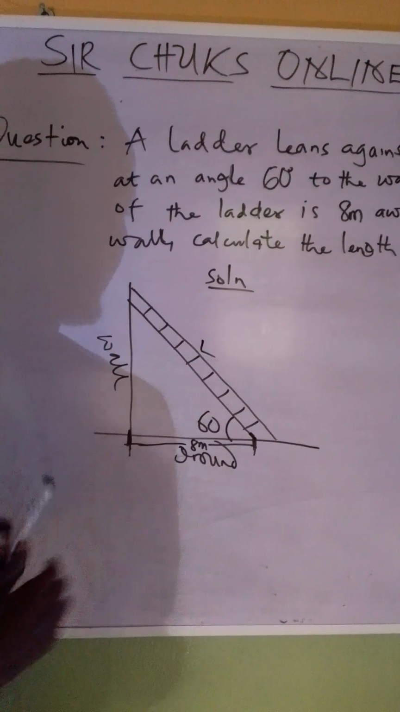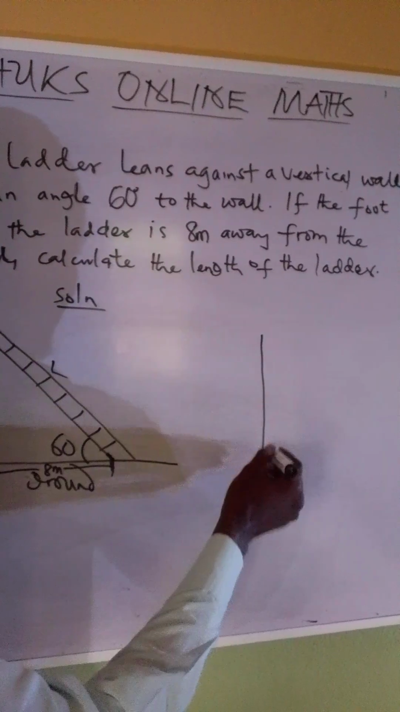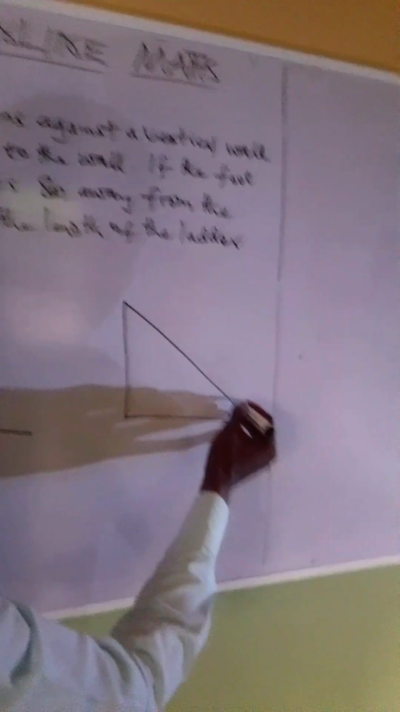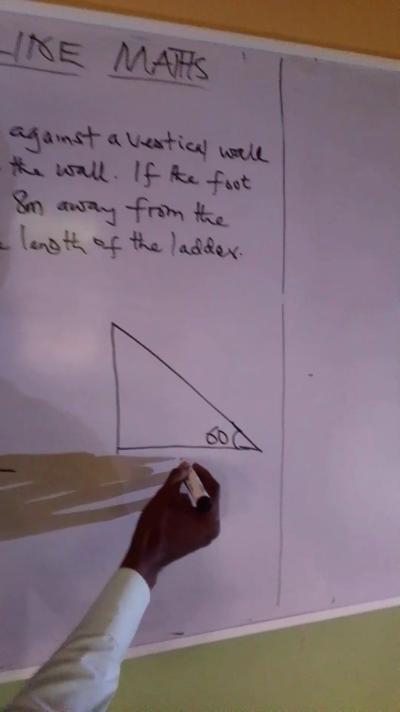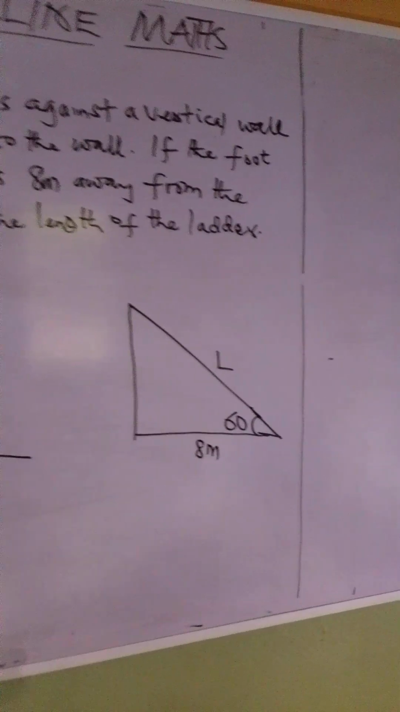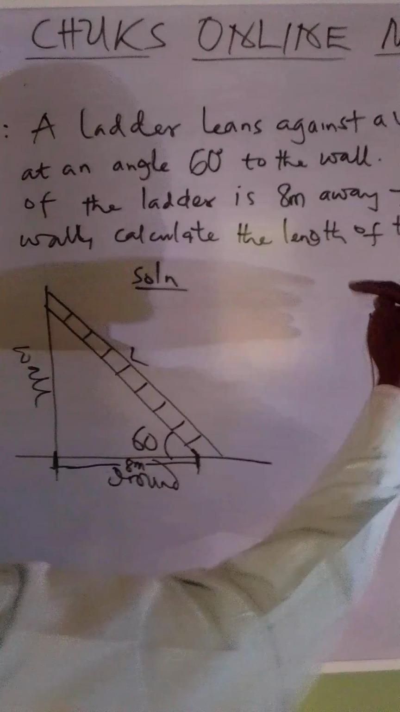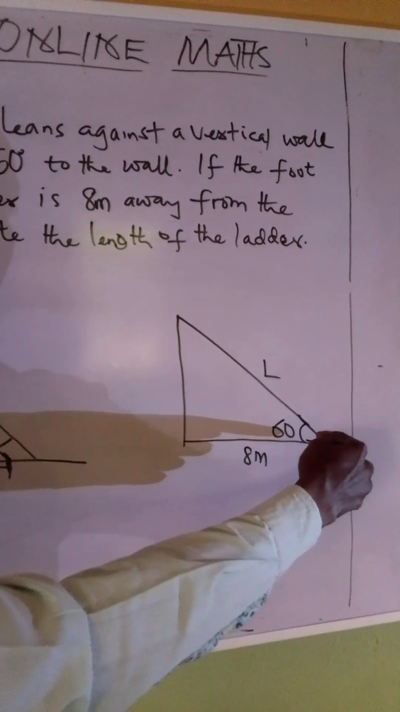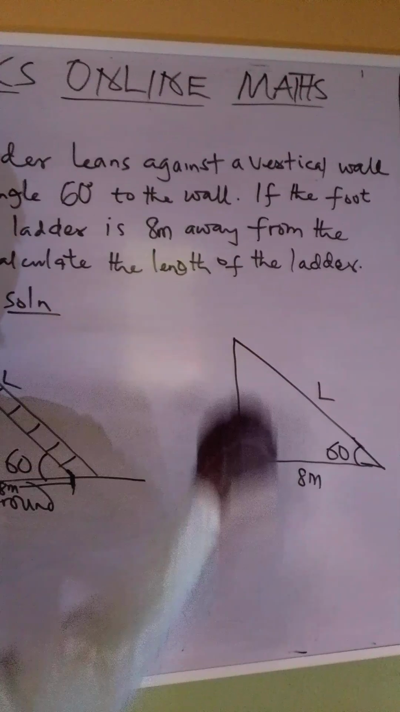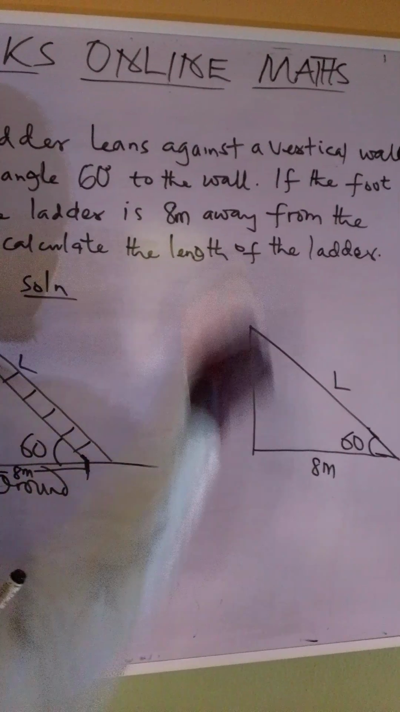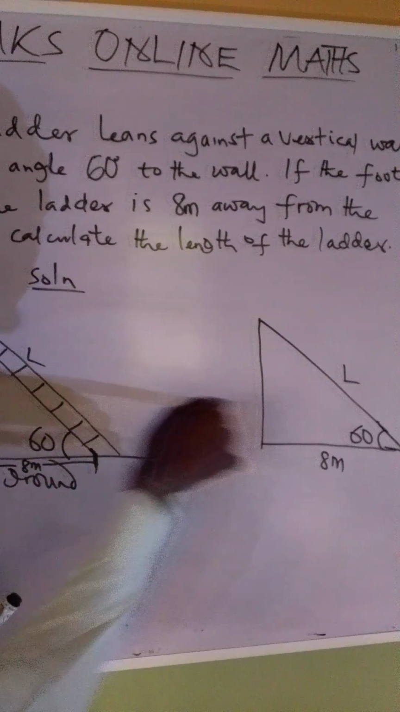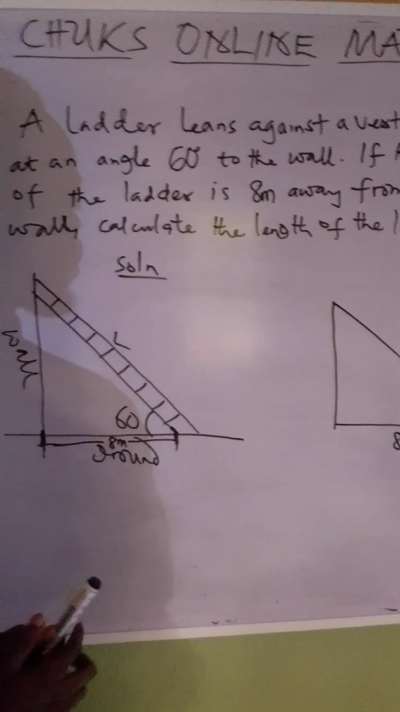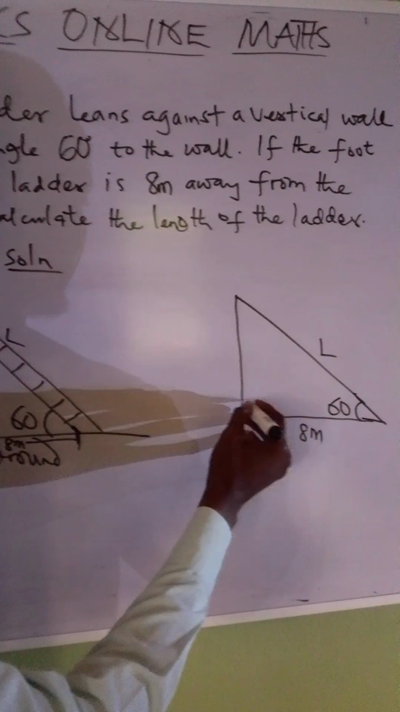Now, if you look at the diagram I have here, it looks like a right angle triangle. So this is 60 degrees, this is 8 meters, and this is L, which means the length of the ladder. So the hypotenuse, the longest side of the right angle triangle, represents the ladder. The opposite side represents the wall, and the ground represents the adjacent side of the right angle triangle. And here is 90 degrees.